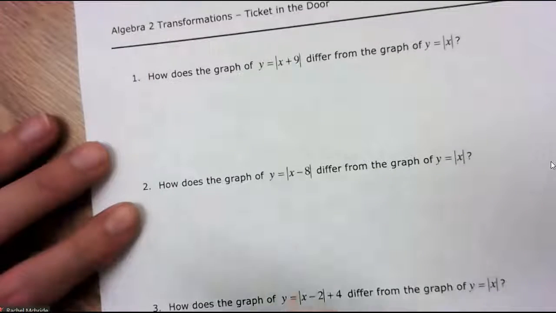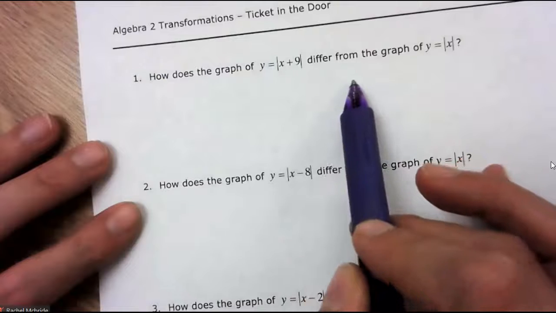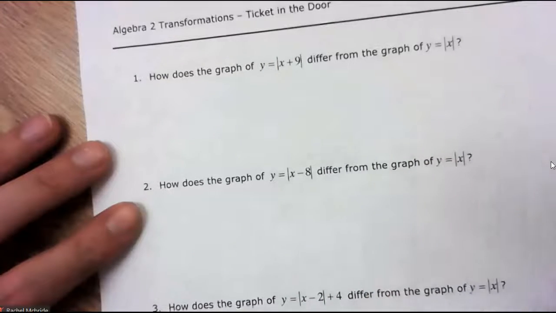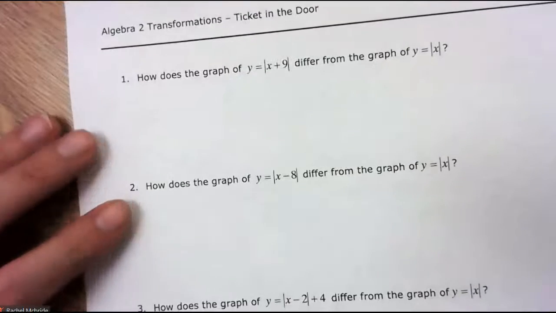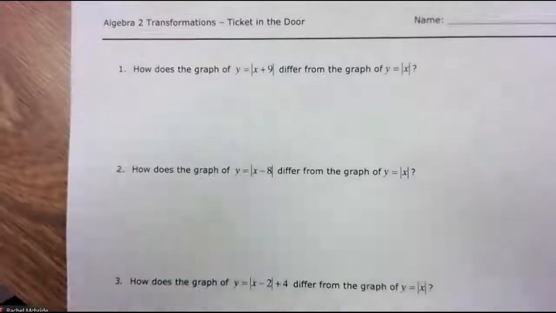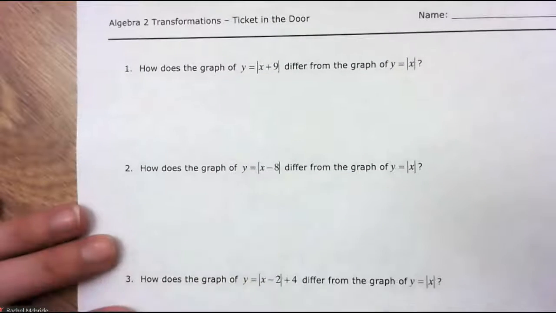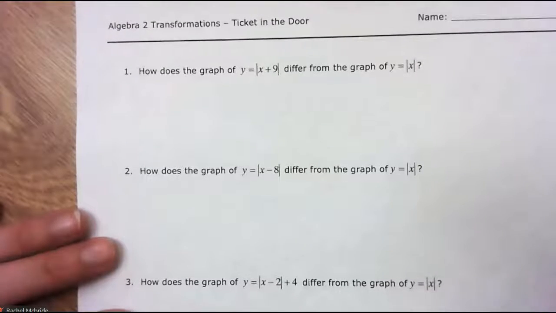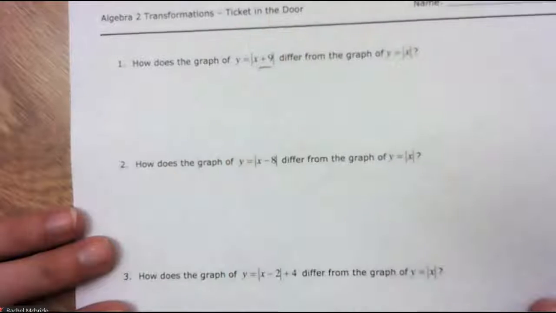All right. So number 1, how does the graph of y equals absolute value x plus 9 differ from the graph of y equals the absolute value of x? So how do they differ? Anybody want to tell me what the answer to this would be? What do you think, Reese? Yeah, the vertex points are definitely different. So how are they different? Now that we know they are different, what is the big difference? What does this plus 9 do to my vertex?